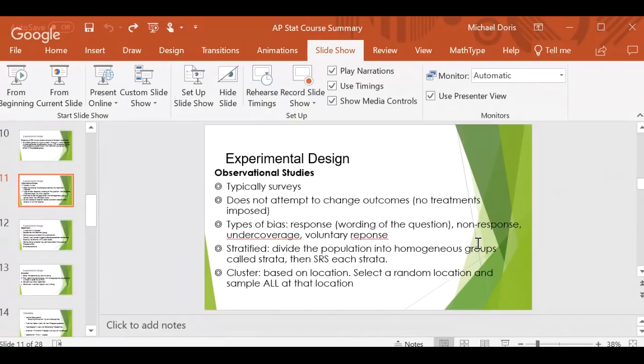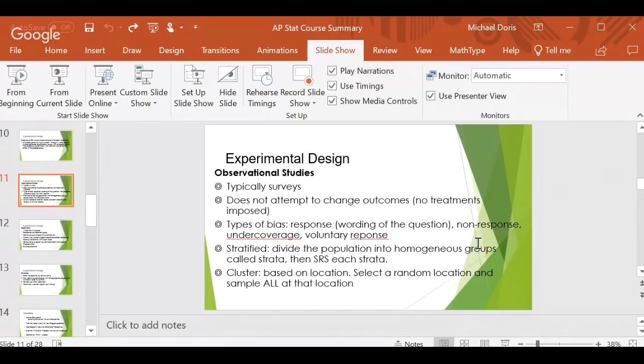As far as types of bias, remember that there's 2 types of bias. There's sampling bias, which is natural variation, and then there's non-sampling bias. If they are asking on the open-ended section about things that would come under non-sampling bias, for example, response bias, the wording of the question, non-response, undercoverage, you also have to talk about whether you think that'll cause an over or underestimate.